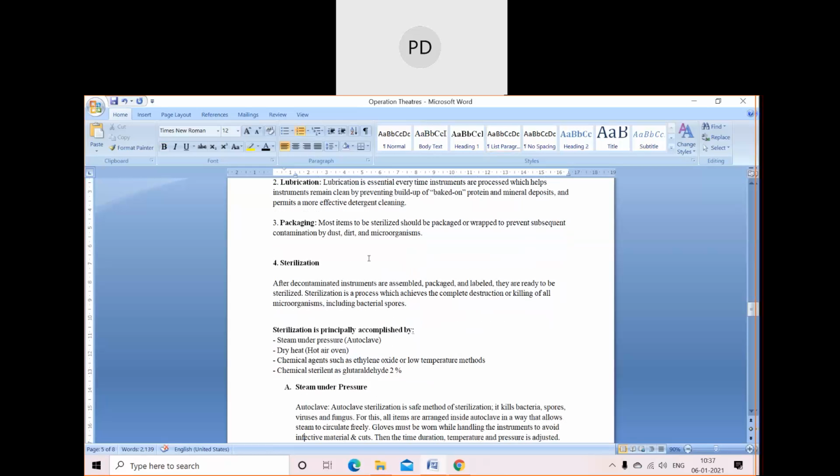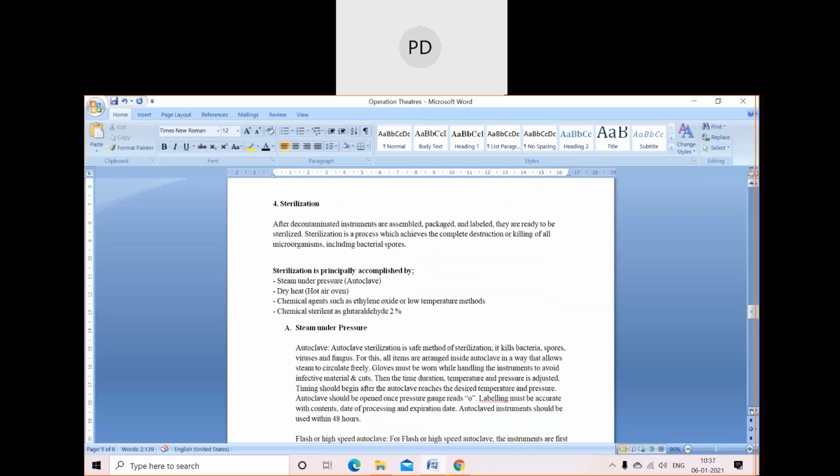So now we have four types of sterilization process. We will be seeing the names and a little bit about how it occurs. One is steam under pressure, that is called autoclave, and dry heat. And another one is chemical agents such as ethylene oxide or low temperature method, and chemical sterilant as glutaraldehyde 2%.